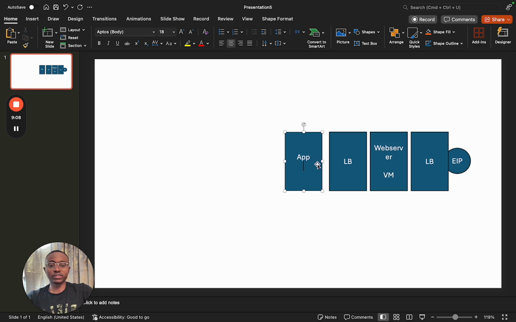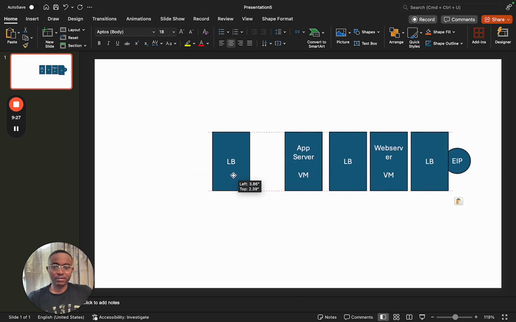Then after another load balancer, that's where we come to our second layer of the three-tier application architecture, which is the application server, which also sits on a virtual machine. And after that, we remain to place our last layer, which we will call the database server. It also sits on a virtual machine.